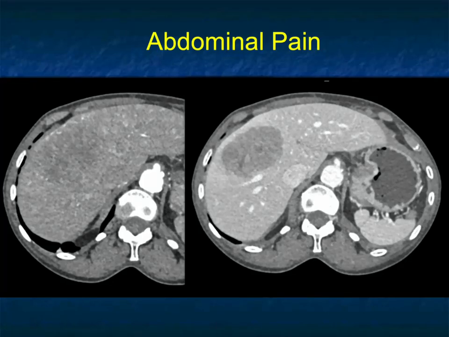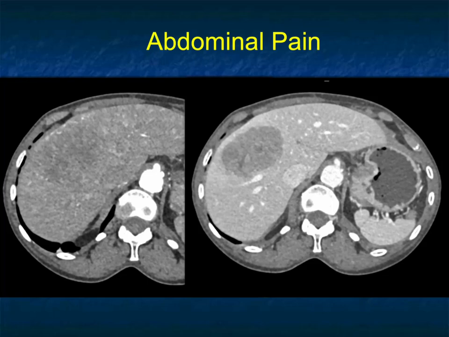Now, in terms of hepatoma, abdominal pain is one of the presentations. Obviously, maybe it's due to a bleed, but not always. Here's a large mass in the liver. Now, I've shown you a bunch of hepatomas, and I'm going to show you a number of additional hepatomas, because hepatomas have a range of appearances.